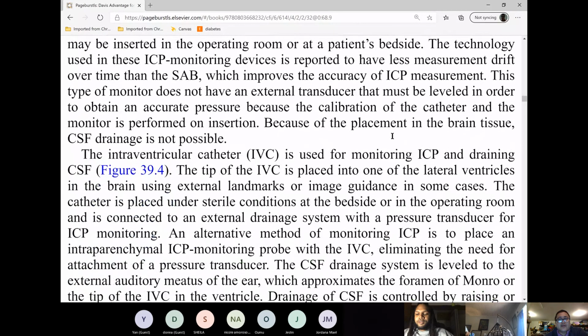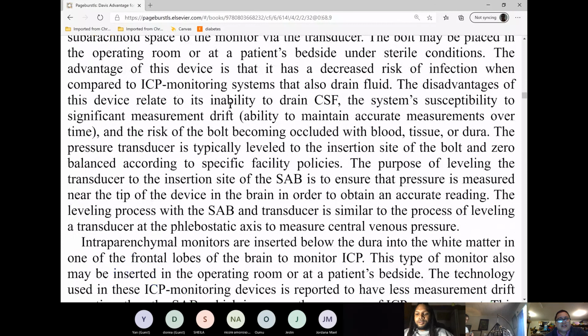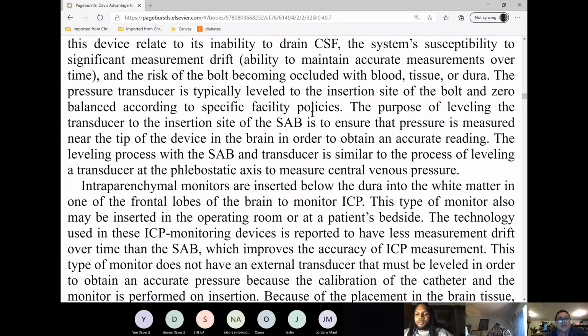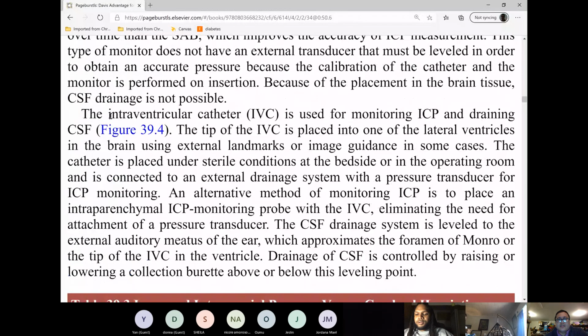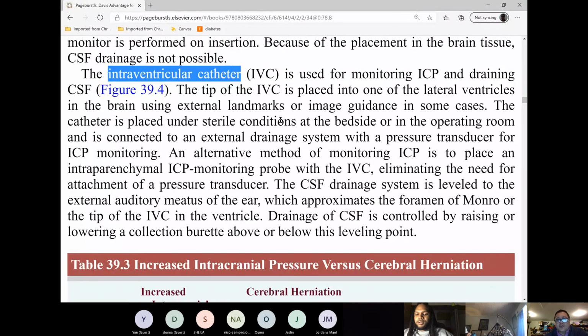So this is the IVC. You can disregard the others. Don't bother with the bolt or the intraparenchymal monitor, because this is the one that we typically see. The doctor inserts an IVC for a dual purpose. One is to not only measure the ICP, but also to drain CSF.